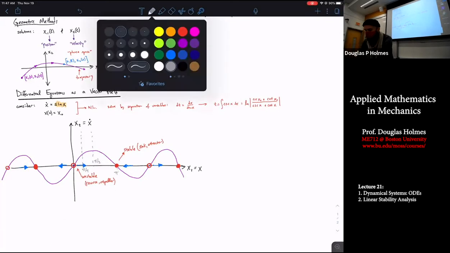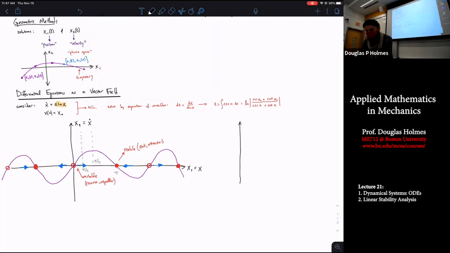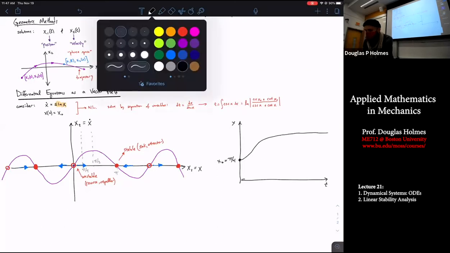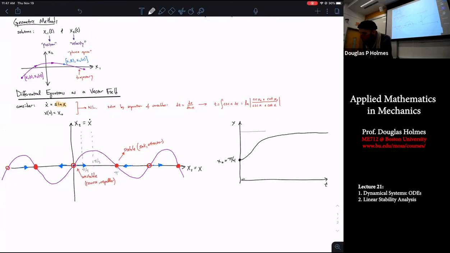We can graph this. We can say, let's look at what we want, which is what is x as a function of time. So if we said that x is going to start at pi over 4, just arbitrarily, it's going to rapidly accelerate and then kind of slowly and asymptotically approach a value of pi. This is qualitative. I'm hand sketching that curve based on what we just said by looking at the trajectory in our phase portrait. Does everyone see this? And does this make sense? It's okay if it doesn't. It may be very unfamiliar.